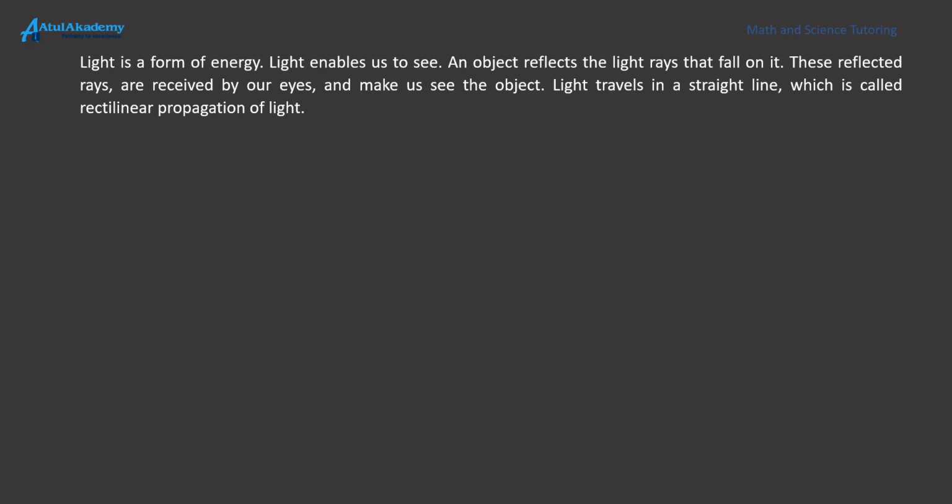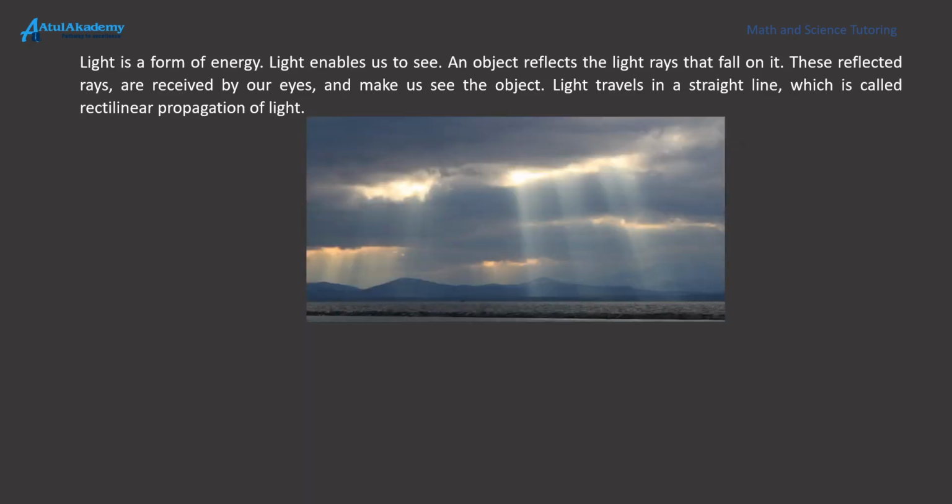We all know that light is a form of energy. It enables us to see. An object reflects the light rays that fall on it. These reflected rays are received by our eyes and make us see the object. Light travels in a straight line, which is called rectilinear propagation of light.